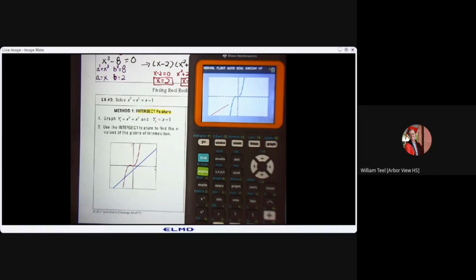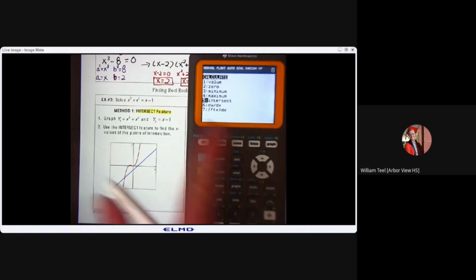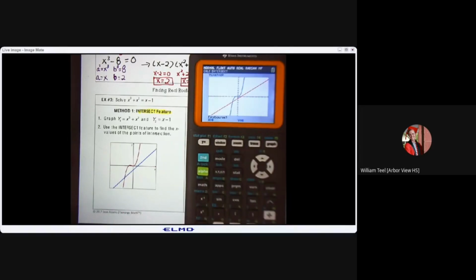Once this graphs, you're going to notice that we have 2 separate graphs, and they are going to intersect each other. What we're looking for to find the roots is this point of intersection. In order to find the point of intersection, we click on second trace and go down to number 5, intersect. Click enter. Now, this is asking you, is this the first curve? Go ahead and get close to that point of intersection and then click enter. Then it's asking, is this the second curve? It's blinking on the red line now, so it's close to the point of intersection. I'm going to click enter. For guess, we just click enter again.